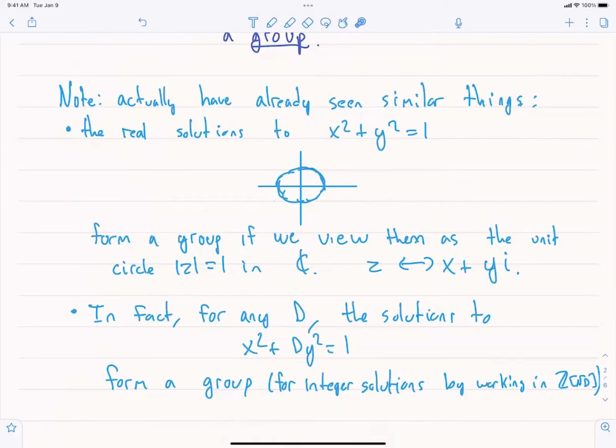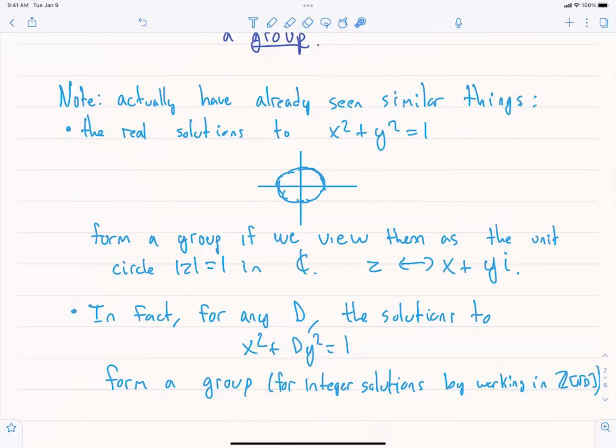We studied this by working in the quadratic integers Z[√d], and then this was the equation saying the norm was equal to 1, and because the norm is multiplicative, you can see that this forms a subgroup.